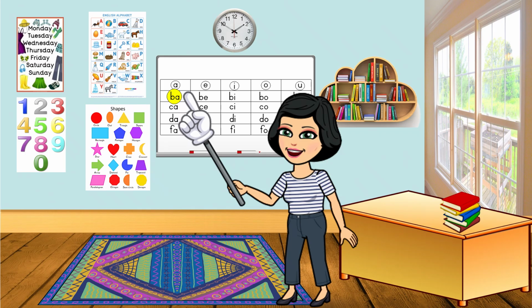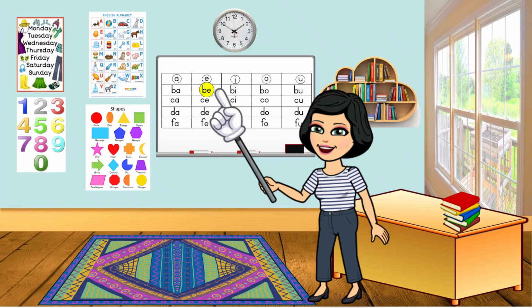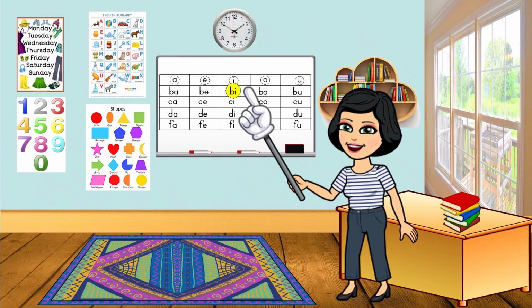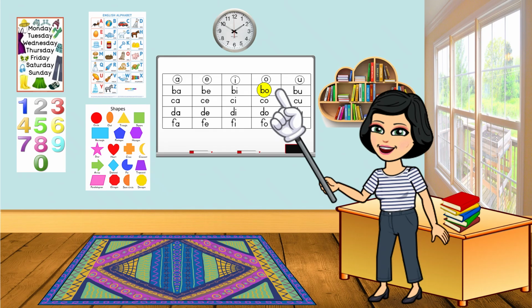Let's read the sounds we have built on the worksheet, starting with the sound ba. Put your finger on the sound ba and let's read it along. Say the sounds after me. Ba, be, bi, ba, ba.